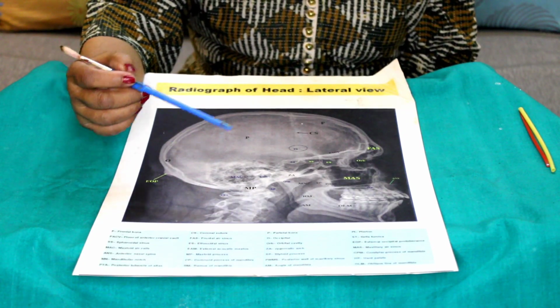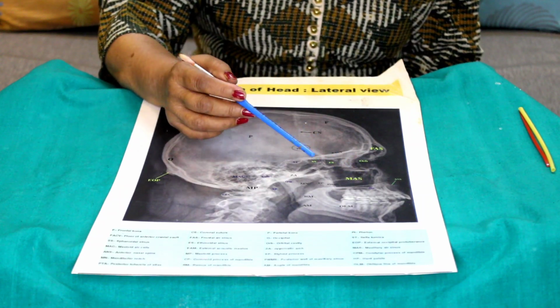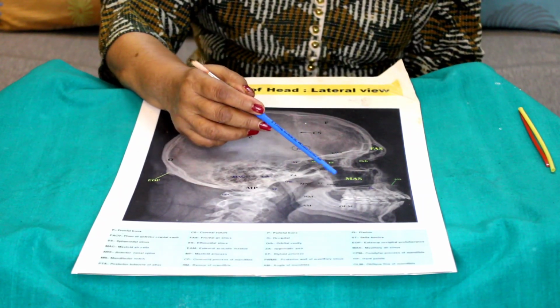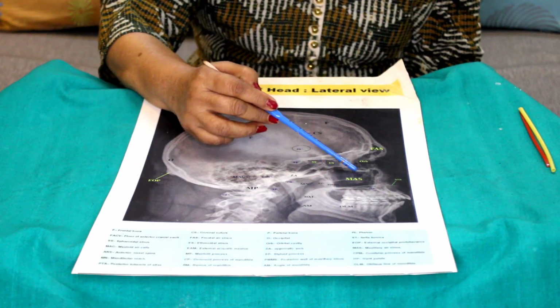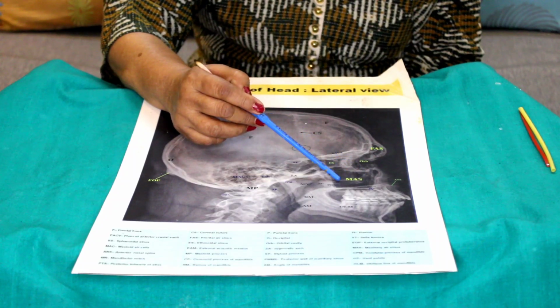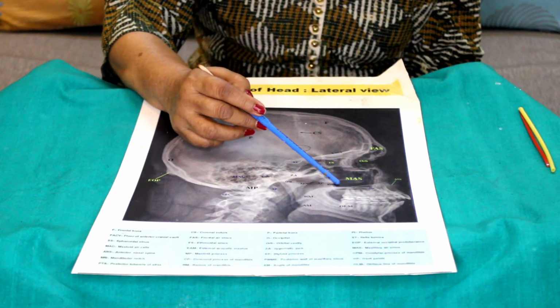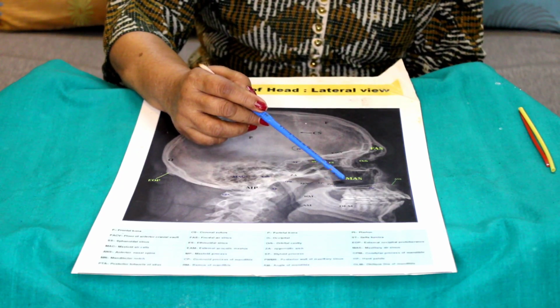Now you should notice the big black cavity in front of the mandible, above the upper jaw. This is the maxillary air sinus. It is a very deep sinus, so accumulation of cold occurs in this region and it is very difficult to come out.